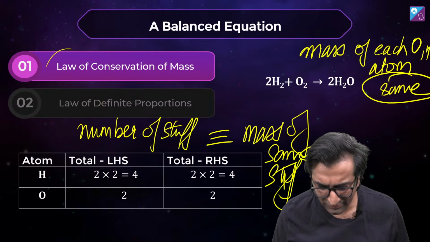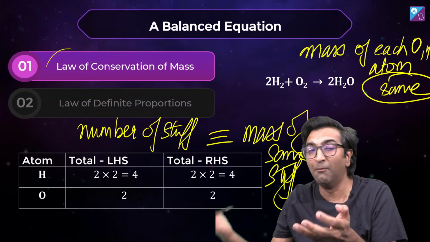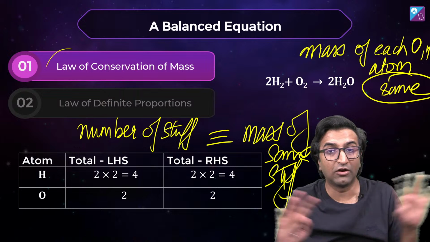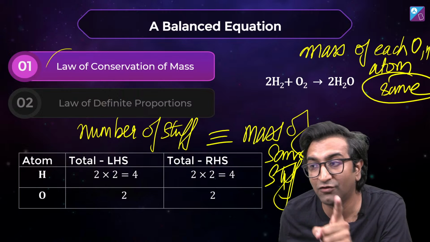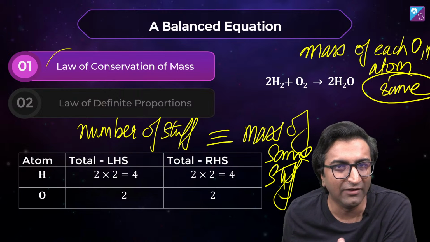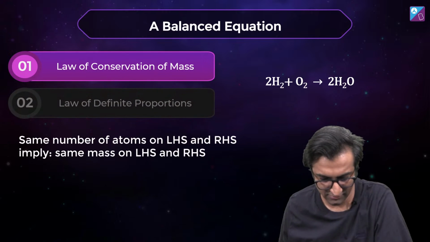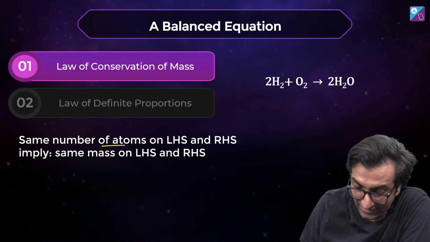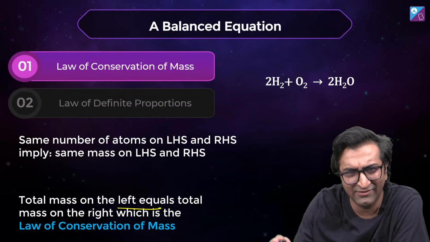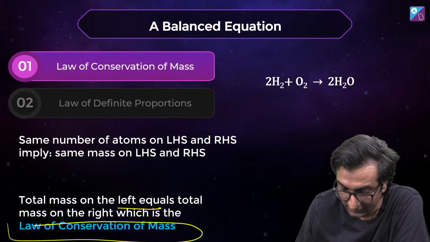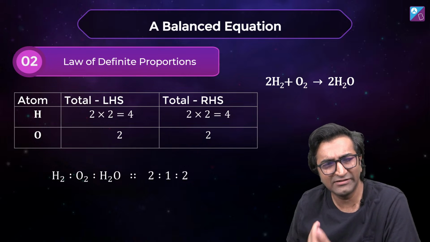So, that's the single most fundamental idea. Why do we talk about number and mass? Because they are interchangeable. If I talk about one atom of oxygen, it will always have a mass of 16 u. But we don't talk about one atom, do we? It doesn't make sense to talk about one atom. That's the next idea we'll talk about. One atom को कोई मतलब ही नहीं है. Anyway, same number of atoms on LHS and RHS implies same mass on LHS and RHS. This is the law of conservation of mass. Okay, good. Let's move on. Let's take it one step further.